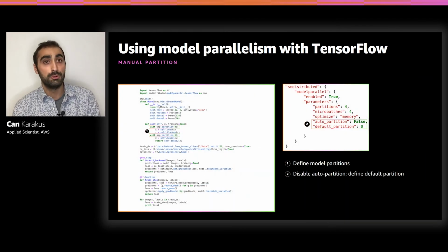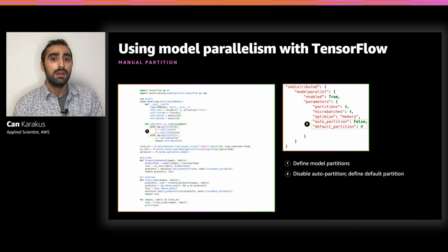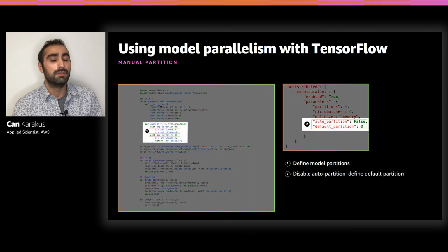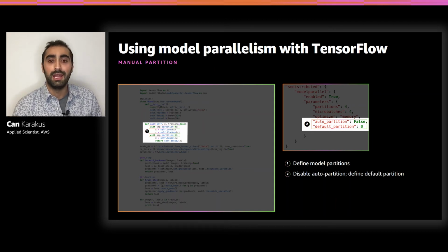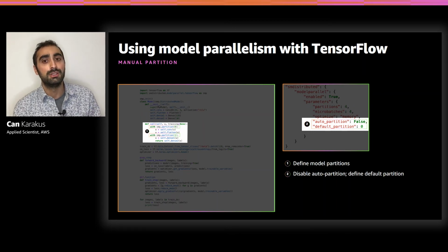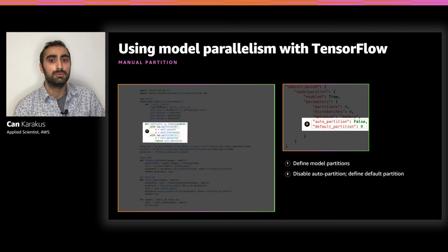We also offer a manual partitioning API in case you want to customize the way you split your model. To use this, all you need to do is use the smp.partition context managers provided by the Model Parallel API. Any operation that is placed inside such a context will be placed on the corresponding partition. And anything that is not inside any of these contexts will be placed on the default partition, which is specified while launching the training job through the Python SDK. To be able to use this, we also need to set auto partition to false while launching the training job.